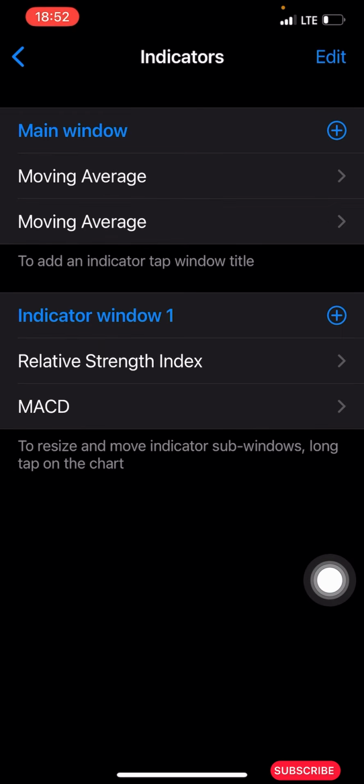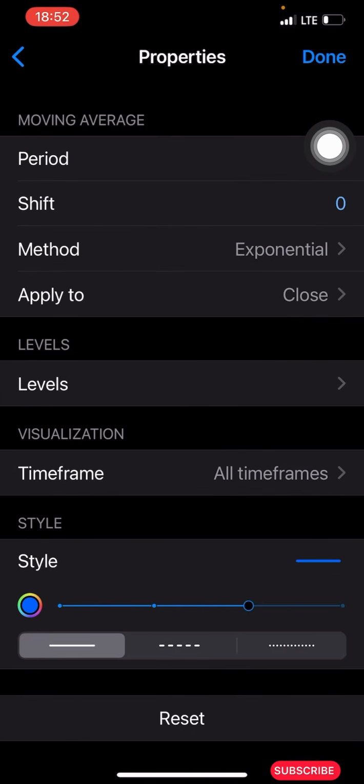Okay, the next indicator here is still a moving average. All right, so you click on this main window plus icon, you search for your moving average again, you make the period 24, shift is 0, method is exponential. The apply to is close. The levels, you leave it as it is. Time frame is all time frame. All right, the color for this one is blue, 3 pixel, and you click on done.